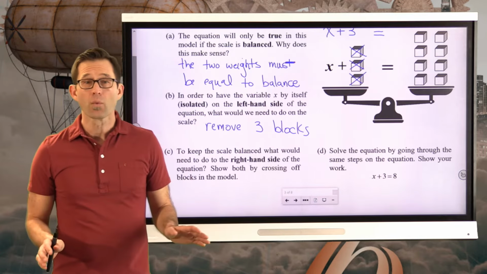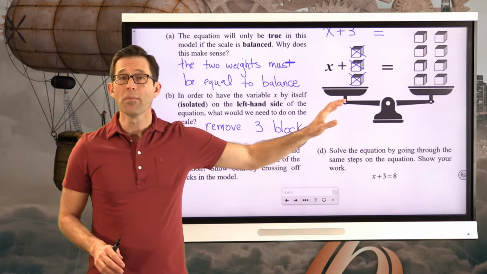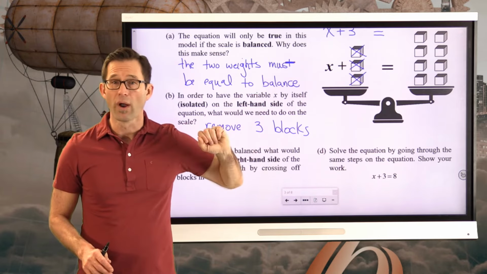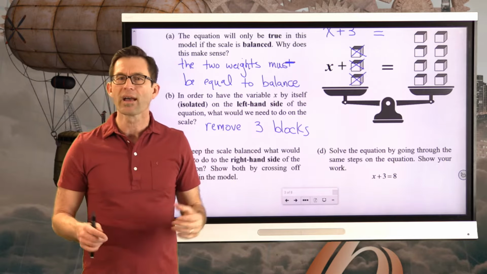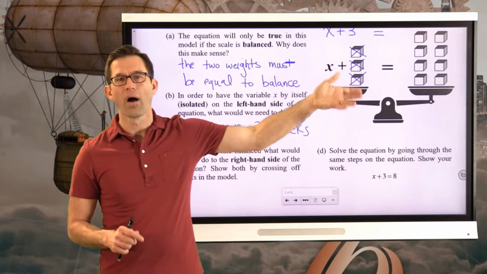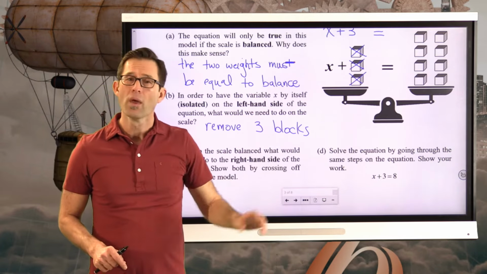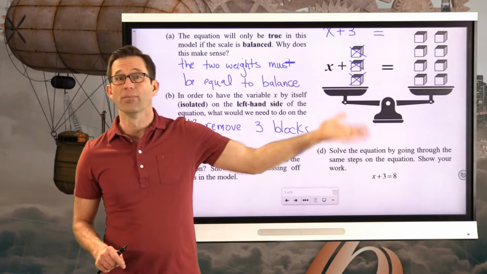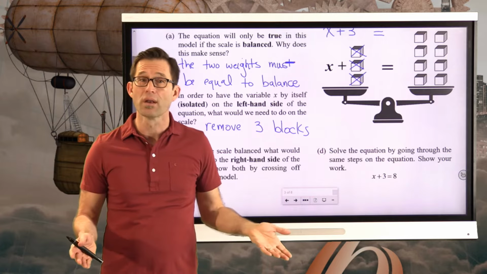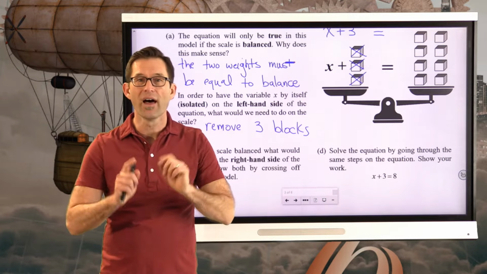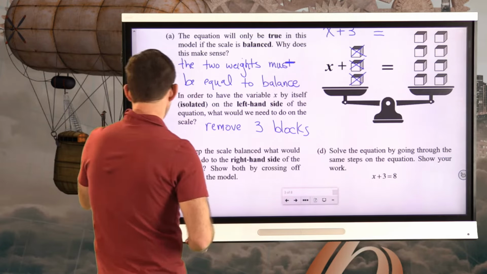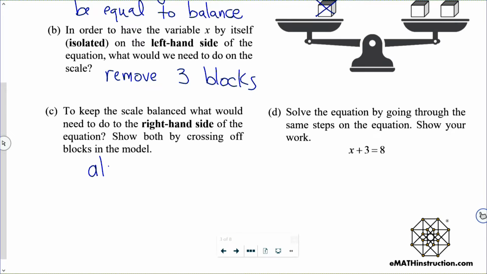All right. In other words, the scale will only be balanced if we have the right value for x. But if I want to get x by itself, I have to take these 3 blocks and throw them off the scale. But as soon as I throw them off, the scale is going to be out of balance, unless I also remove 3 blocks from the right.